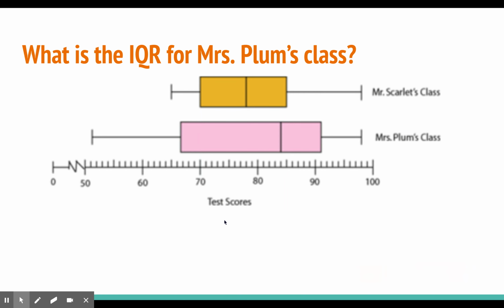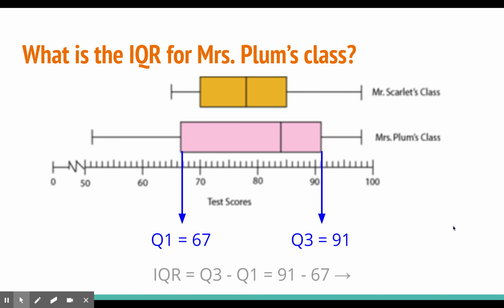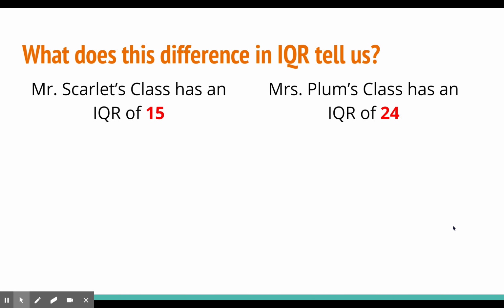Looking at Mrs. Plum's, hopefully you did this one as well. Looks like our Q3 is at 91. Looks like our Q1 is at 67. Now to find their interquartile range, we're going to do 91 minus 67, giving us 24. Now, what is the difference in the IQRs?